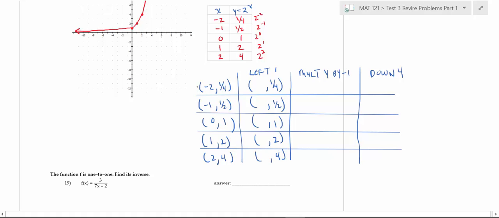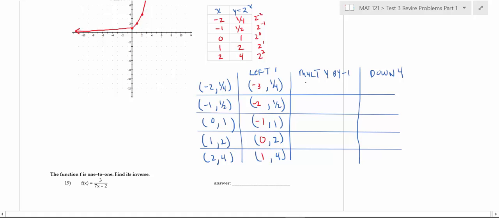And then these things are going to go to the left 1. So you can do this in your head if you want to, okay? That's going to go to -3. That's going to go to -2. That's going to go to -1. That goes to 0. That goes to 1. All you're doing is making those numbers get smaller by 1. Okay, so that takes care of that.